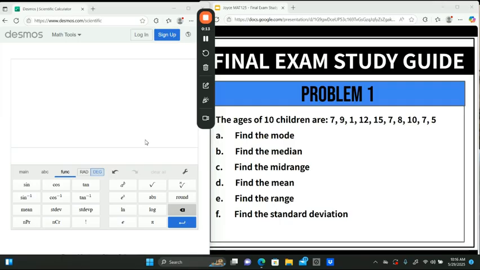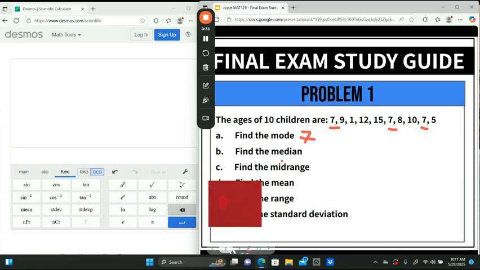Let's find the mode. So the mode is simply going to be the number that occurs most often in a data set. So in the data set given here, it's going to be 7 because we see we have 3 children that are age 7. So our mode is going to be 7.